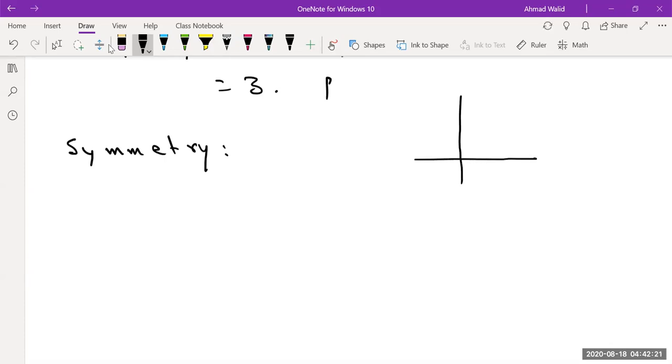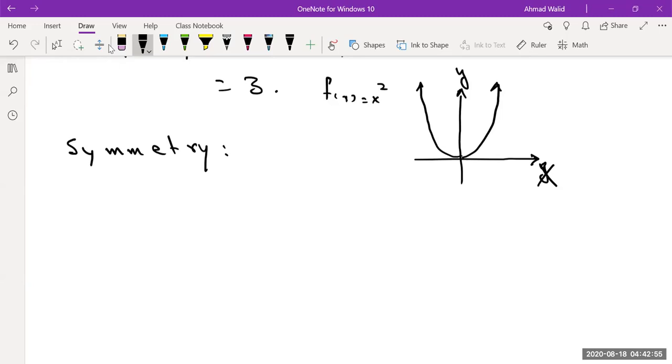For example, if I have a function, f of x equals x squared, this is the only easy function that I know. I know the shape of this function is a parabola, correct? Two sides of this function are symmetric about the y-axis. This function is symmetric about the y-axis, correct?